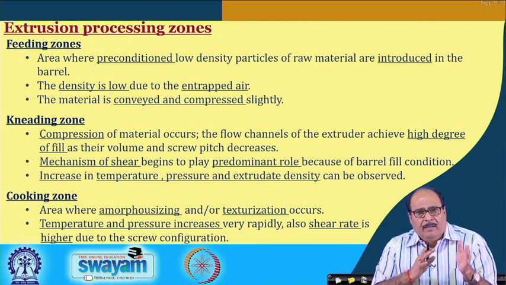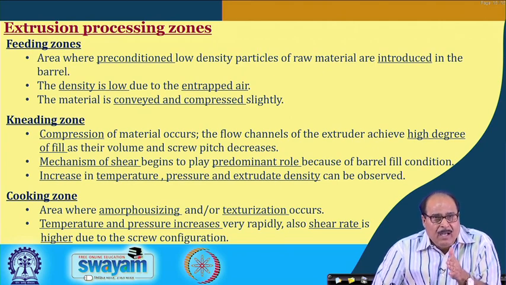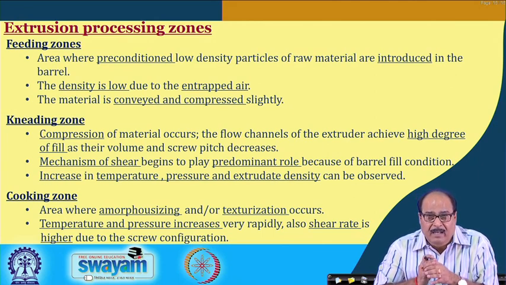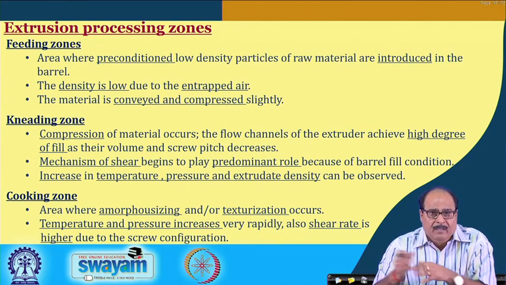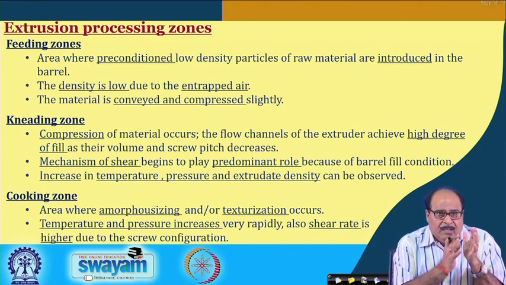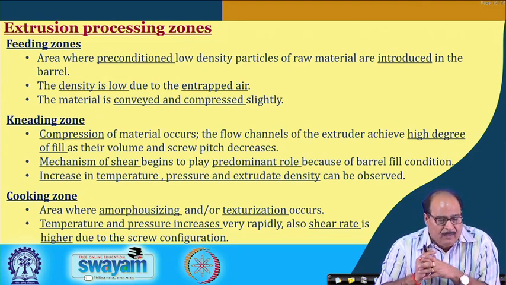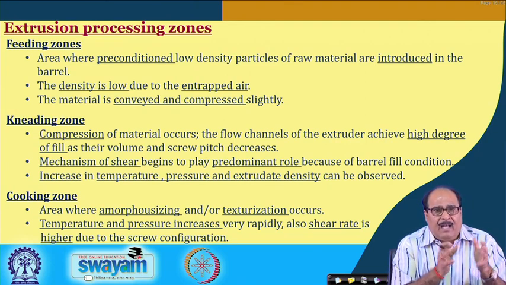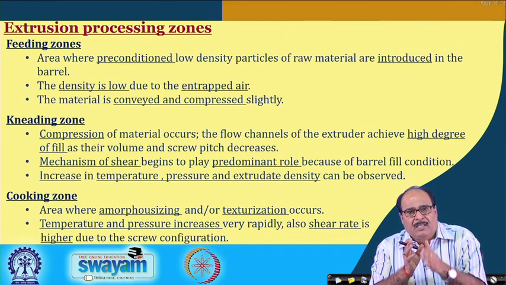In the extruder, there are different processing zones, called the feeding zone, kneading zone and cooking zone. The feeding zone is the area where preconditioned, low density particles of the raw material are introduced into the barrel. We have seen this in the earlier picture, and we will show it again in the next slides so that things will be more clear. In the feeding zone, the raw material is fed to the extruder. The density is normally low in this zone because the material contains a lot of entrapped air, and from this zone the material is conveyed and compressed slightly.